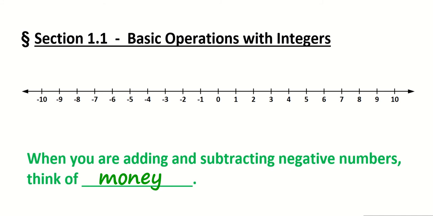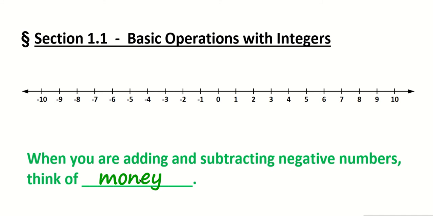All right? So, what does that kind of mean? It means if you have negative $4, for example, what does that really mean? That kind of means you're $4 in debt. It's like you owe someone else $4 before you can even get back to having $0 for yourself. You know what I mean?